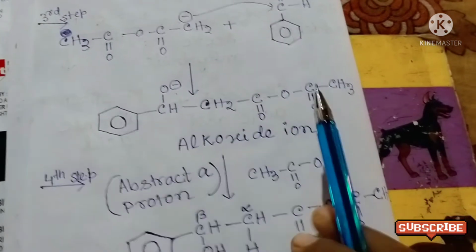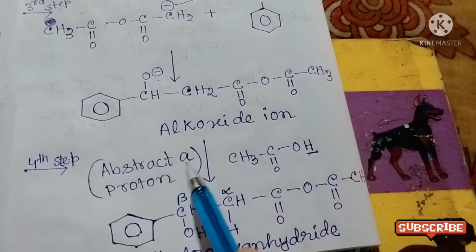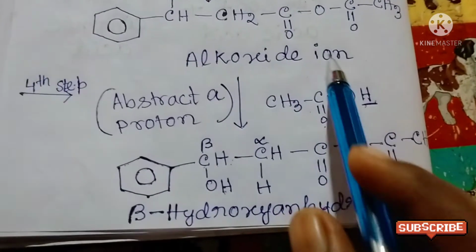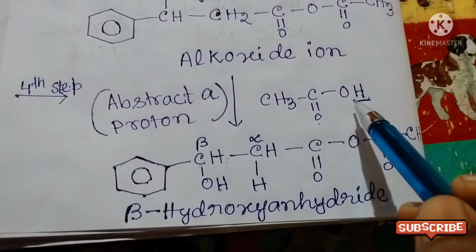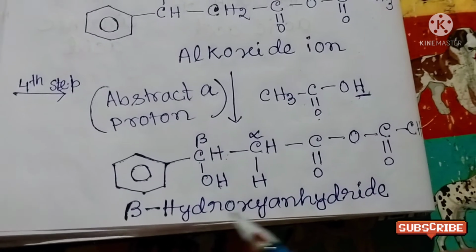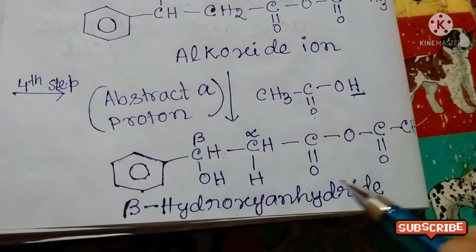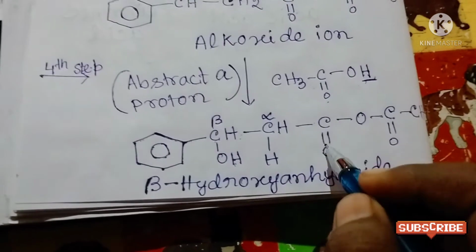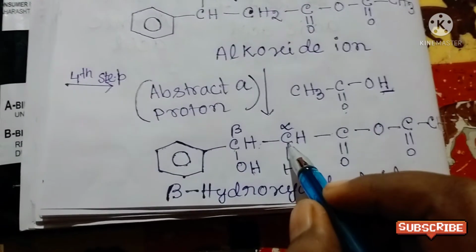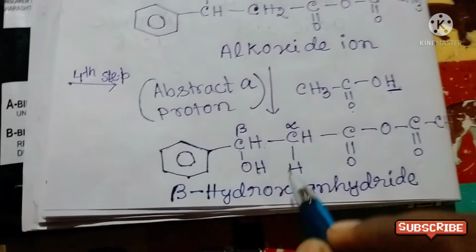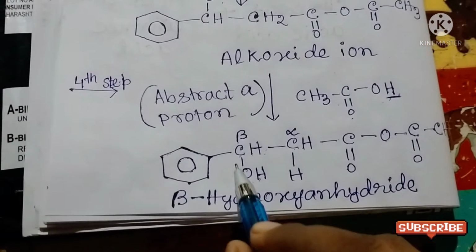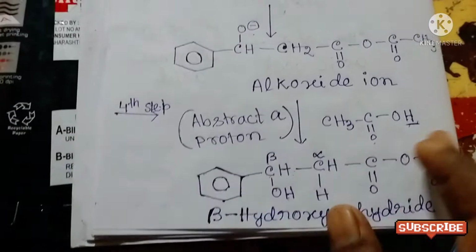In fourth step, the alkoxide ion abstracts a proton from the acetic acid and we get a beta hydroxy anhydride. Why do we call this beta? Because this is the carbonyl carbon, this is the alpha carbon and this is the beta carbon. So in the beta position a hydroxyl group is present. So this is called beta hydroxy anhydride.